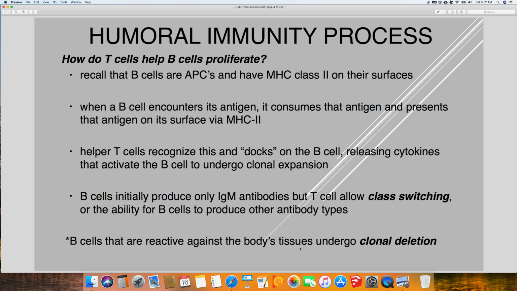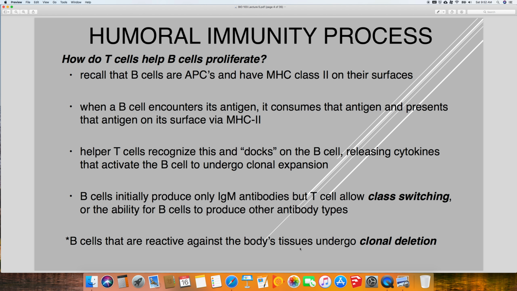Okay, so let's talk about how T cells help B cells proliferate and differentiate. So B cells are antigen presenting cells. Remember, the antigen presenting cells are B cells, dendritic cells, and macrophages. And these antigen presenting cells have MHC class 2 on their surfaces. Remember, those are the baskets. Now, when a B cell encounters its antigen that it's specific for, it's going to ingest that antigen, process it, and then present it in the MHC class 2 basket.